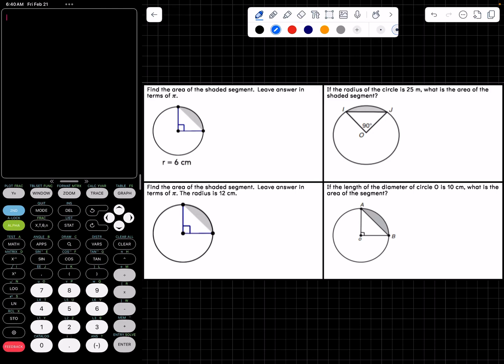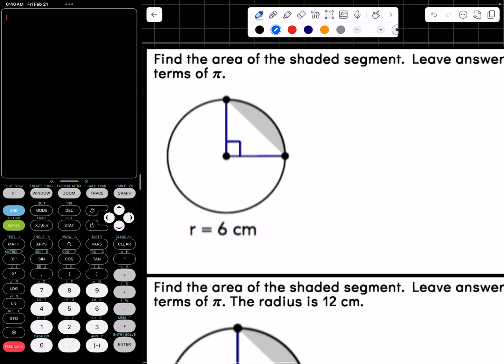So looking at finding the area of the shaded segment, we're going to solve this. Remember, we need to find the sector area first and then subtract the triangle area from it. For this first couple, we do want to leave our answer in terms of pi, so we will pay attention to that. I'll show it both ways, but we will leave our answer in terms of pi to start. So our radius here is going to be 6.